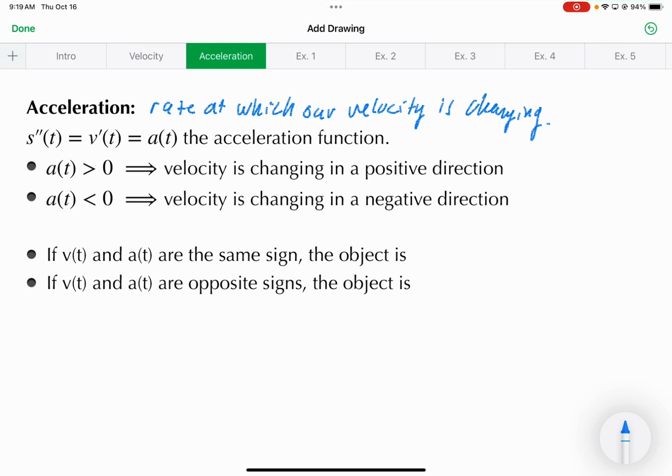Okay? So what acceleration can be helpful for, because velocity already ties up, hey, am I moving to the right or am I moving to the left? That's what velocity tells me. Acceleration is helpful in telling me if my particle is speeding up or if it's slowing down. Okay? All right. So that happens dependent upon the sign of my velocity and my acceleration. If they have the same sign, so if my velocity and acceleration are the same sign, then my object will be what? Speeding up.